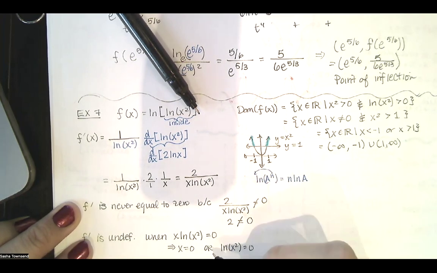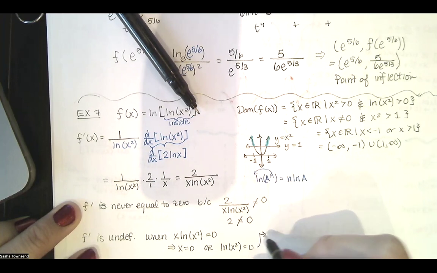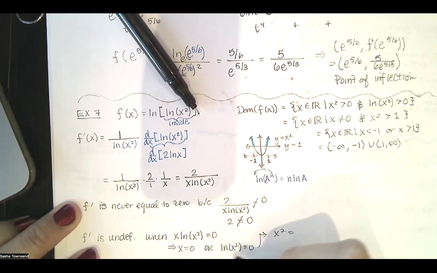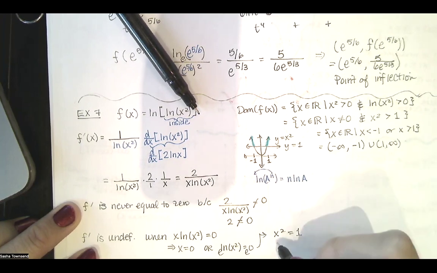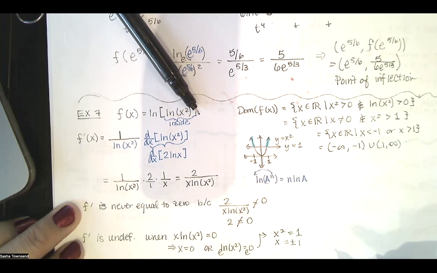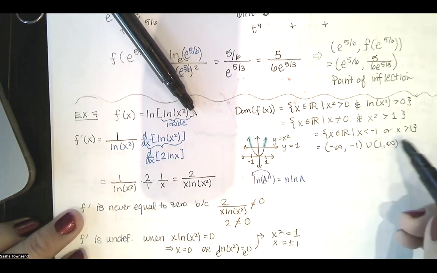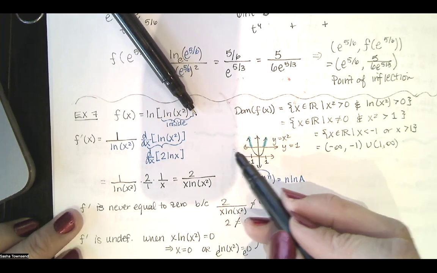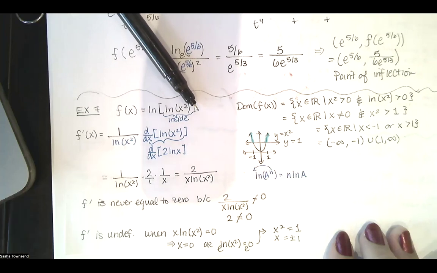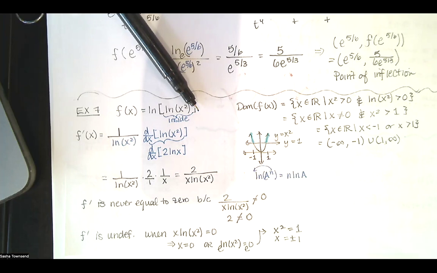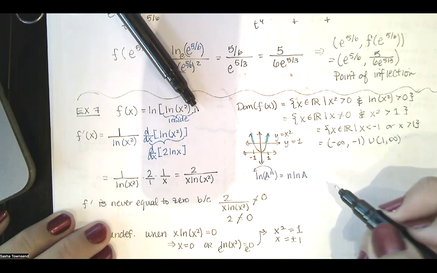And x equals 0 is already solved for x. Here we can exponentiate, and you get x squared equals e to the 0. And that's 1. And so we get x equals plus or minus 1. But x equals plus and minus 1, those are not even in the domain. And x equals 0 is not in the domain either. Our domain is sort of from negative infinity to negative 1, and then 1 to infinity. So these are sort of boundary points for our domain. So those aren't really critical values either. All right. So I guess we can examine the sign of f prime on these two intervals.